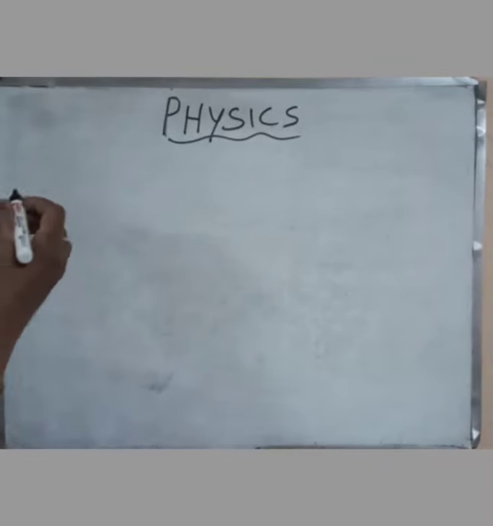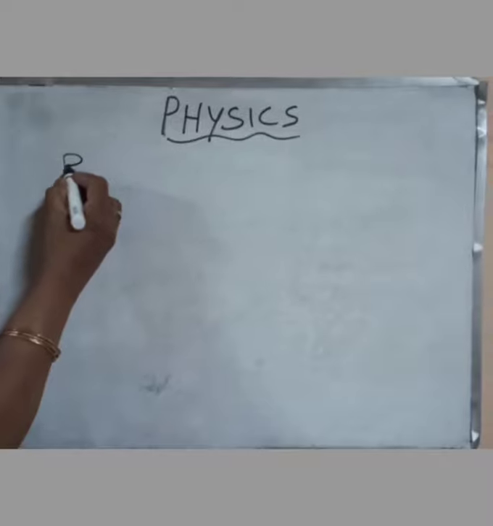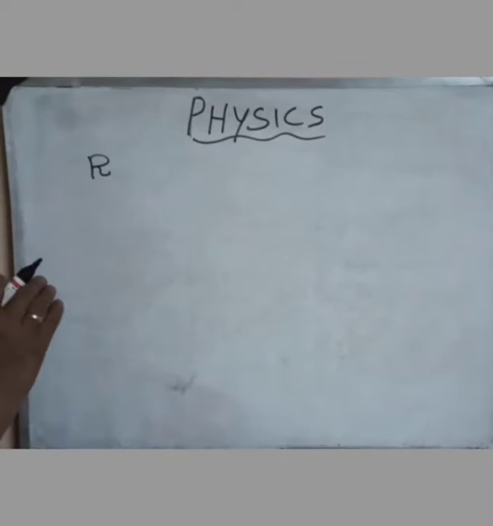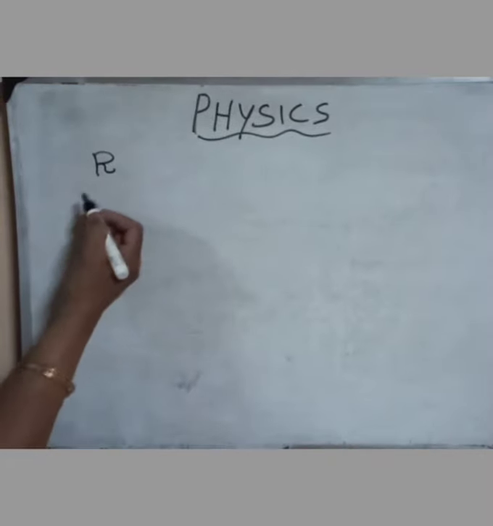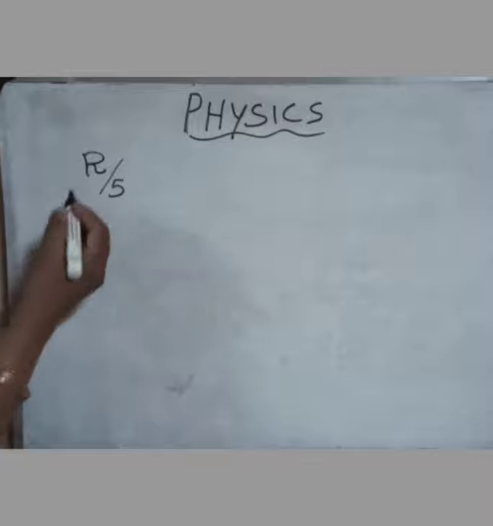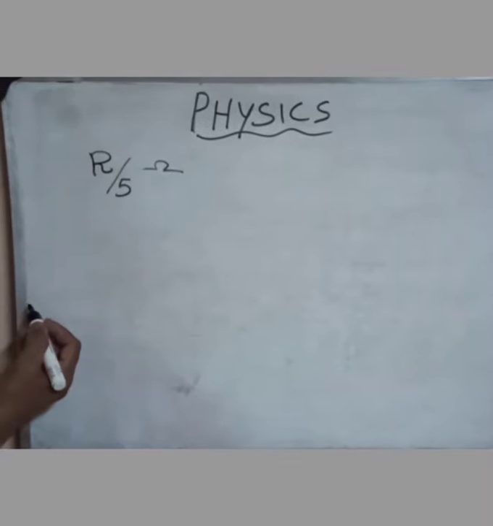In this question, the wire has a resistance R. It is cut into 5 equal parts. So the R changes to R by 5. Each part has a value of R by 5 ohm.